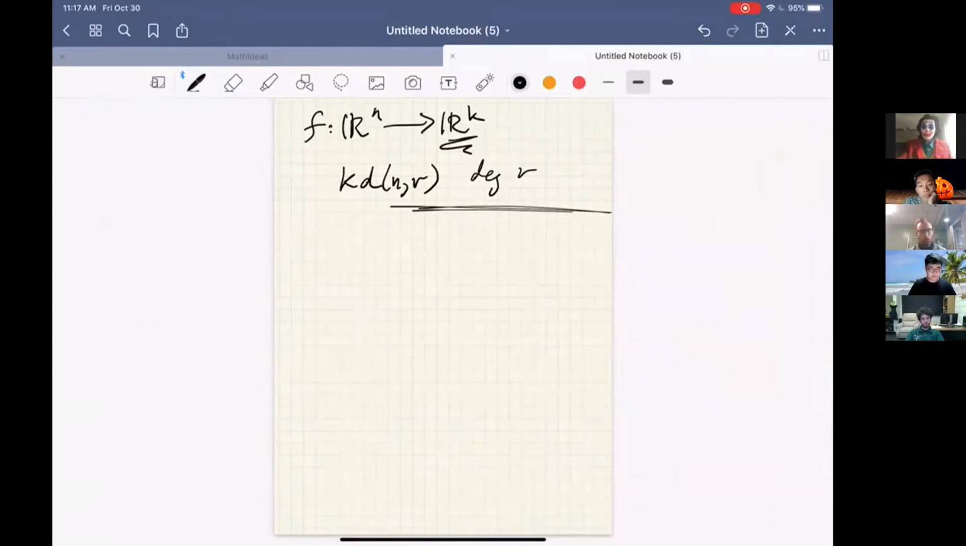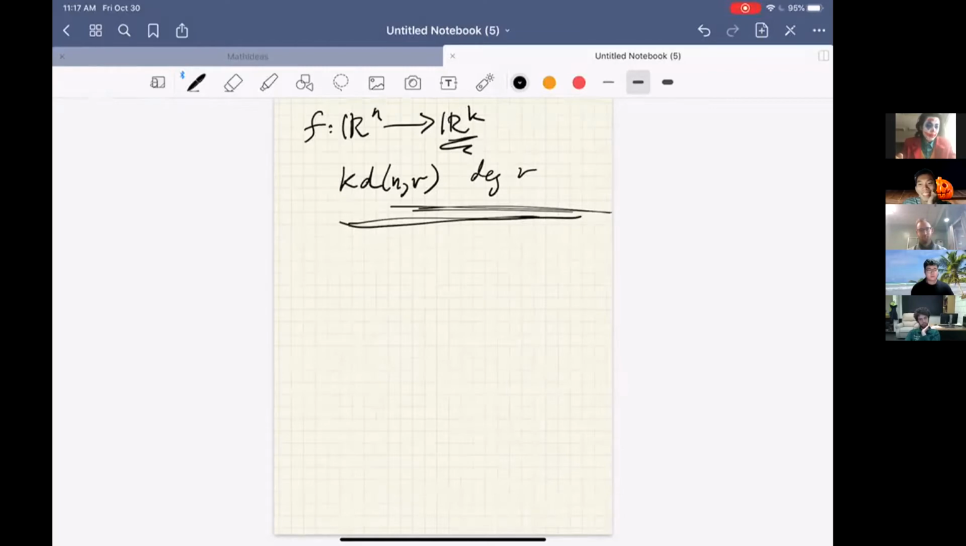Wait, why do we have the k times d and r in this case? Oh, because my function is a map from Rn to Rk. So there's k different functions from Rn to R. So then I just multiply. Right. Okay, so that was a bit of counting. That's probably the hardest thing we're going to do in this lecture.